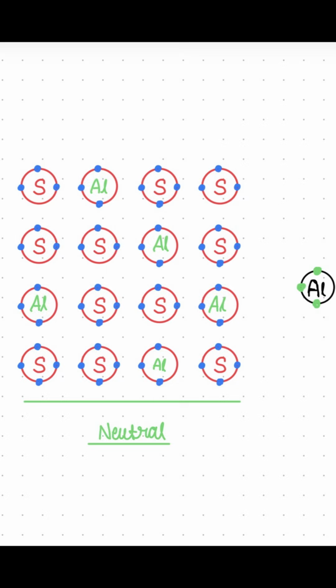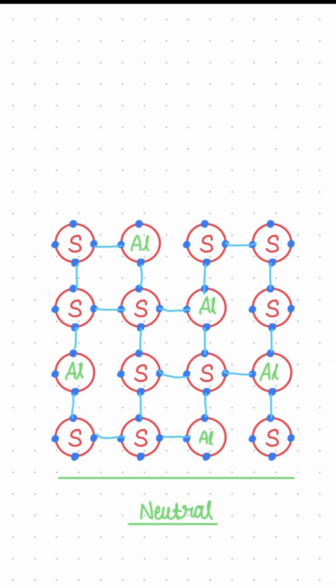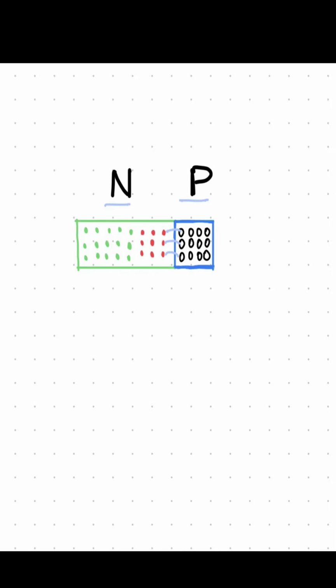Same in this case, we added aluminium to silicon. Aluminium has 3 electrons in its outermost shell, so it only makes bonds with 3 other silicon atoms, leaving a hole or a gap. Now combining these two different semiconductors, N-type and P-type, we see something obvious.